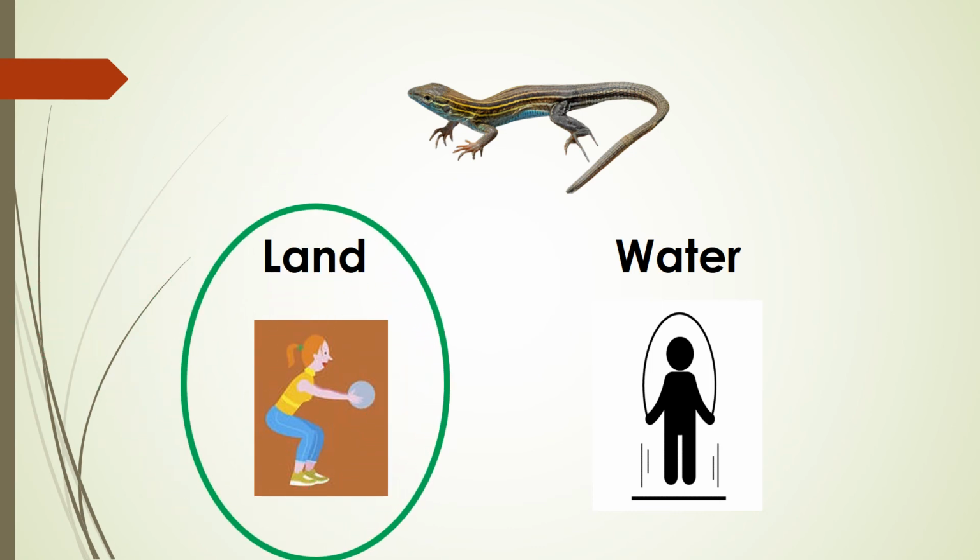This animal is a land animal. You should be doing squats. If you take a look at this animal, it has scales, legs to walk on land, and if you look at the toes or the claws, they're long and skinny for gripping. This animal definitely lives on land. Let's try another.